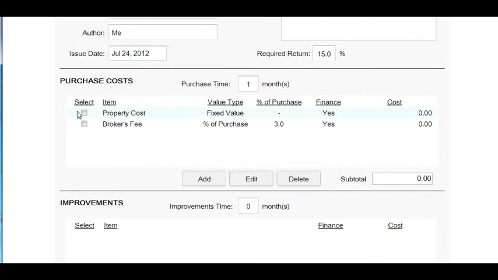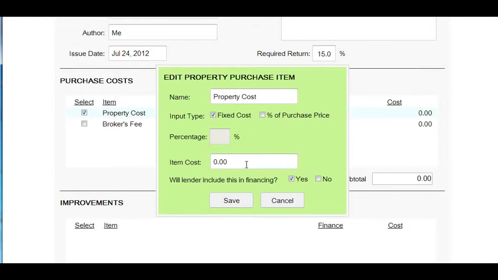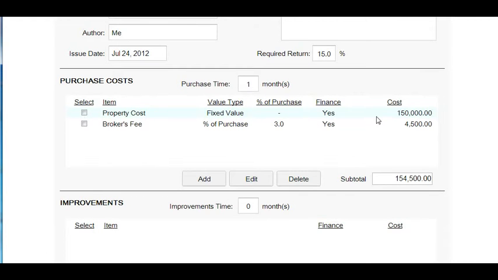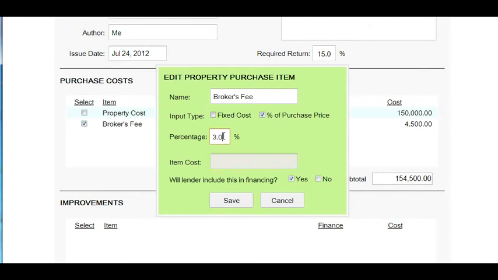And purchase time, so let's go ahead and edit the property cost. Let's say we purchased this for about $150,000. We're financing, so the lender will include it. So here's the $150,000. We have a broker's fee. We can edit that. Say 5%.